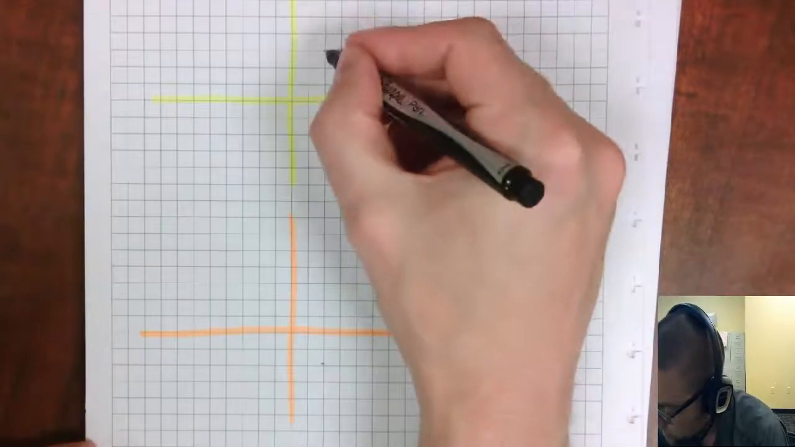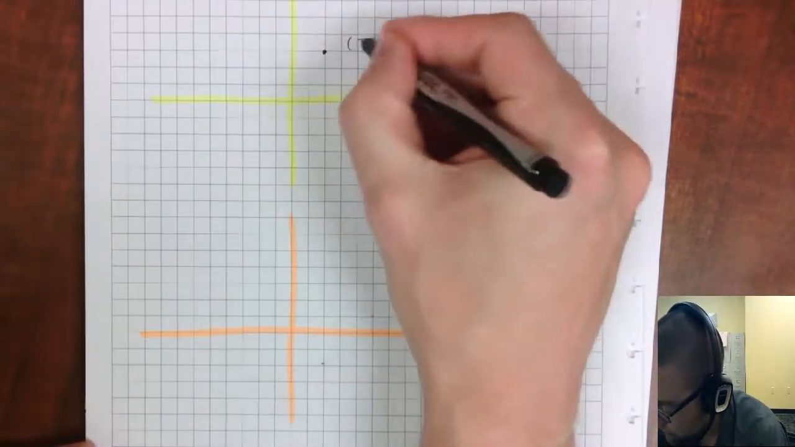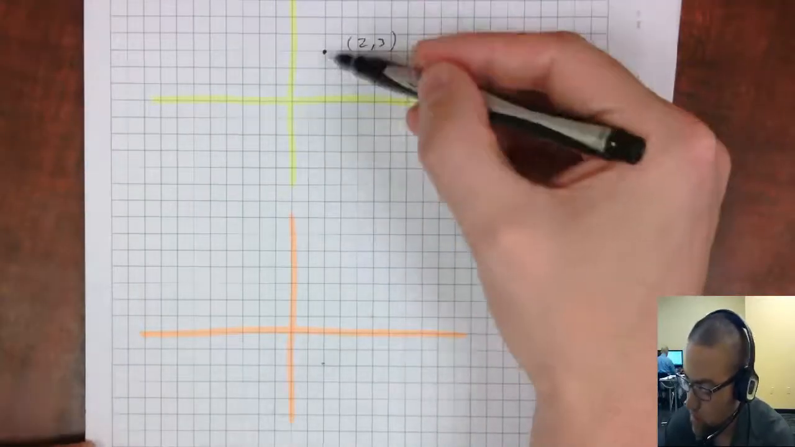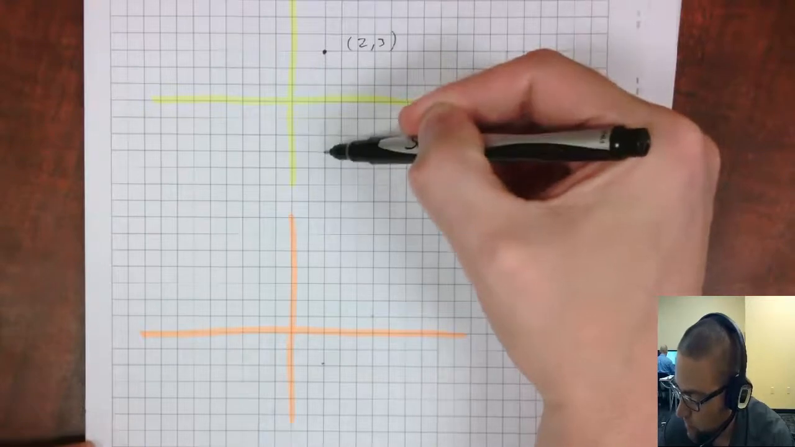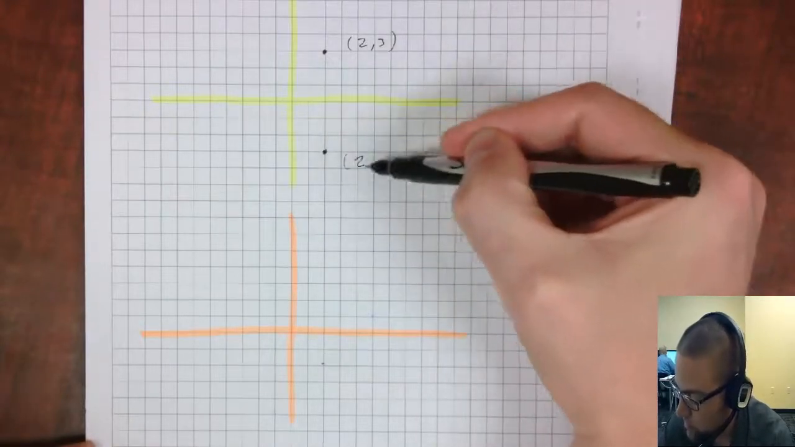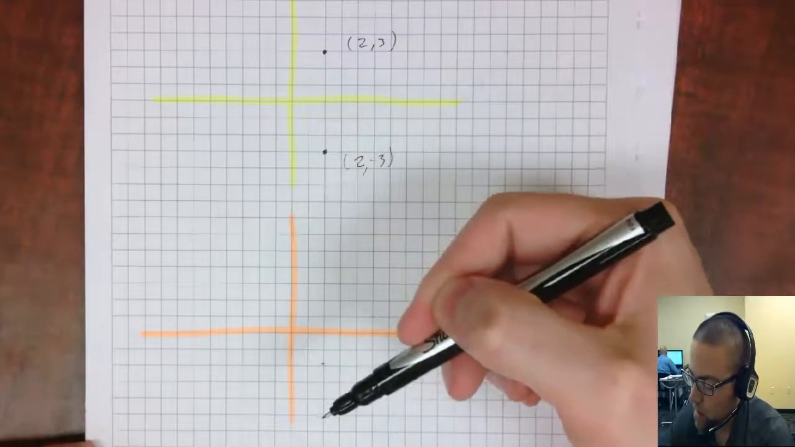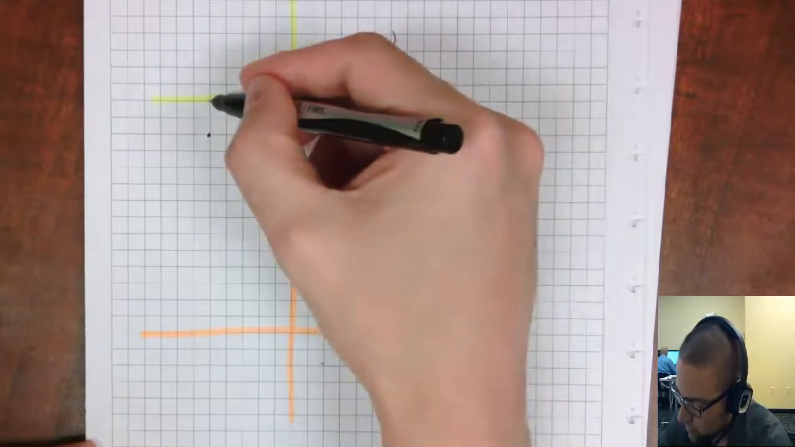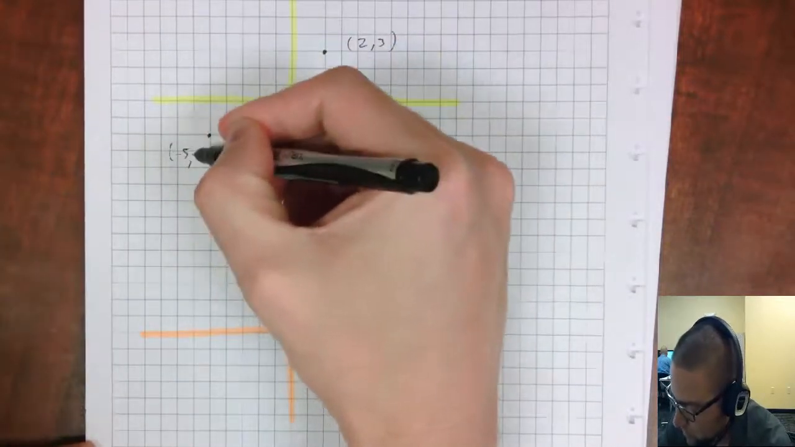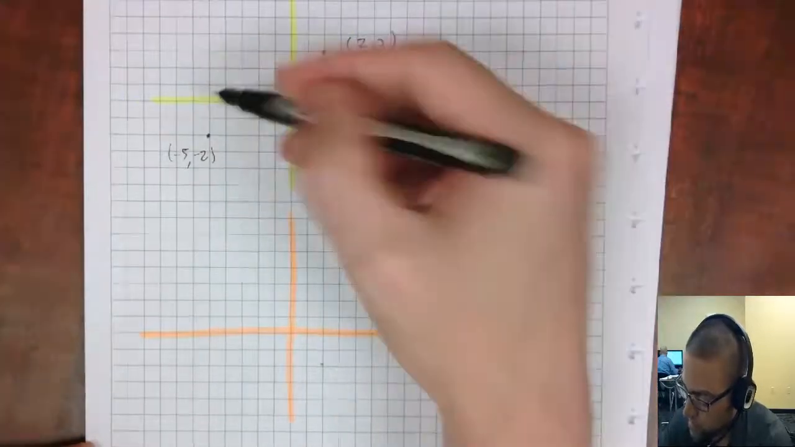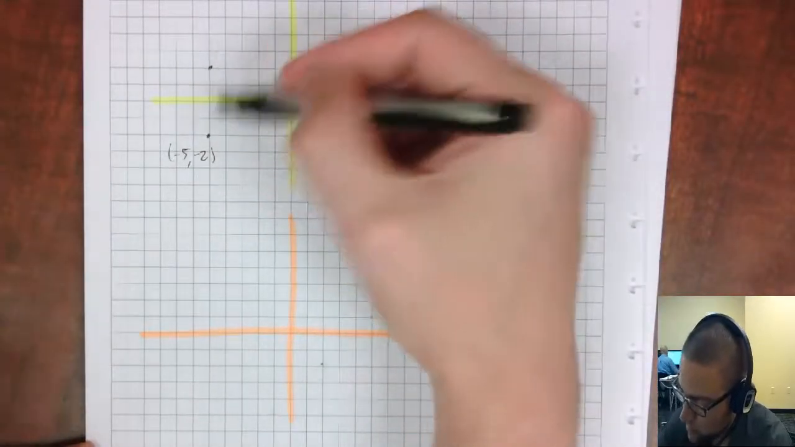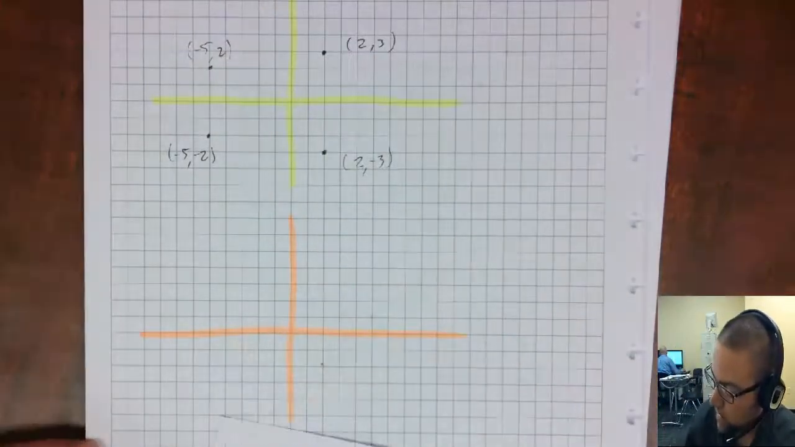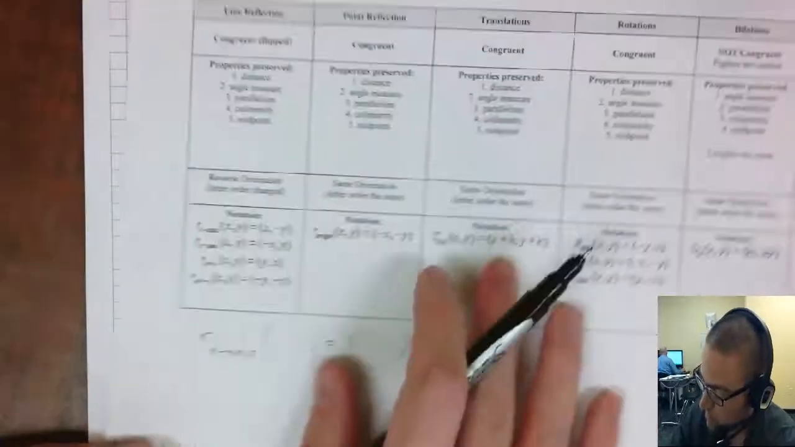So if I took this point right here, 2, 3, and I reflected it over the x-axis, we already know how to do that, right? It's 3 away, so it would be 3 away on this side. And I end up with this point, 2, -3. Now, let's say I started with this point, -5, -2. If I reflected that across the x-axis, I would end up with 2 away and 2 away, so this would be -5, +2.